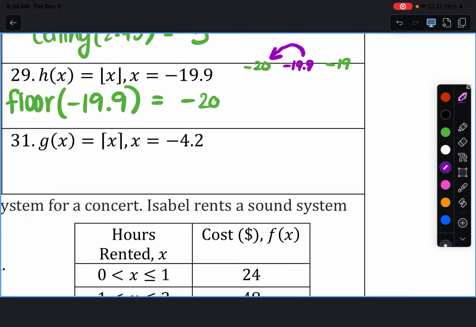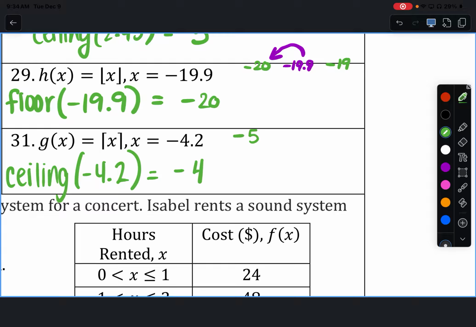Okay? Now, if we look at 31, is 31 asking about the ceiling or the floor function? Ceiling. So it's asking us to do the ceiling of negative 4.2. What would be the ceiling of negative 4.2? Negative 4, because it has to round up to the nearest integer. So we have negative 5 and negative 4, and negative 4.2 is in the middle of them. So if we're rounding up to the ceiling, we're going to round to negative 4.